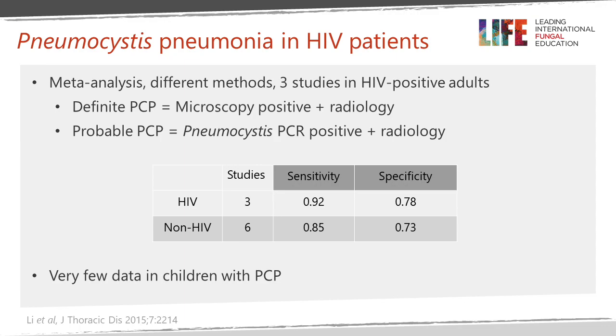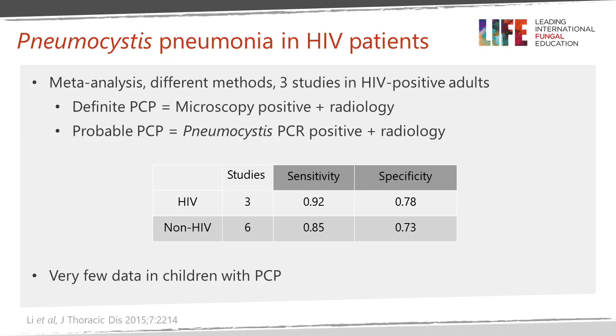Now, with regard to Pneumocystis pneumonia, this meta-analysis, which used different methods of measuring Beta-D-glucan, found 3 studies in HIV-positive patients. They diagnosed a case as having microscopy positive with a positive imaging, and probable cases of Pneumocystis PCR with consistent imaging. And you can see that the sensitivity of the BDG was pretty good at 0.92, slightly better in HIV than non-HIV, and in non-HIV it was 0.85. And the specificity was similar, 0.78 in HIV and 0.73 in non-HIV patients. So while not a perfect test, this is a helpful test in supporting the diagnosis of Pneumocystis pneumonia.